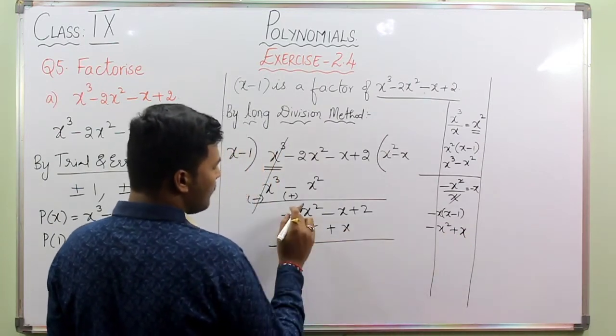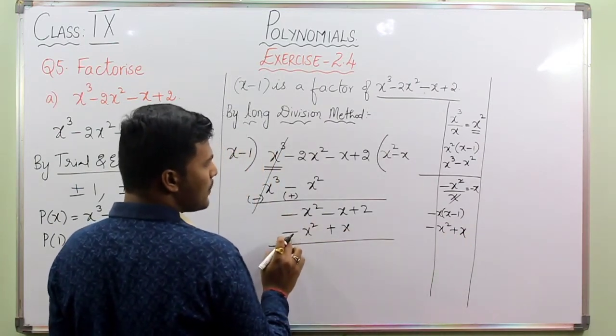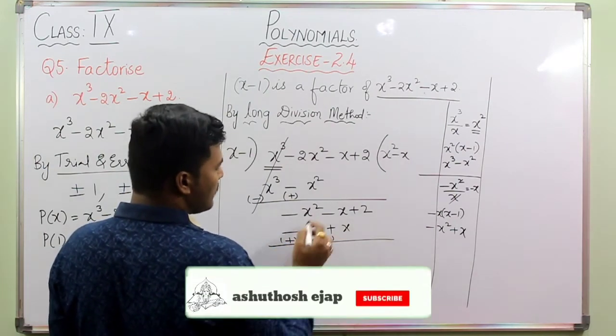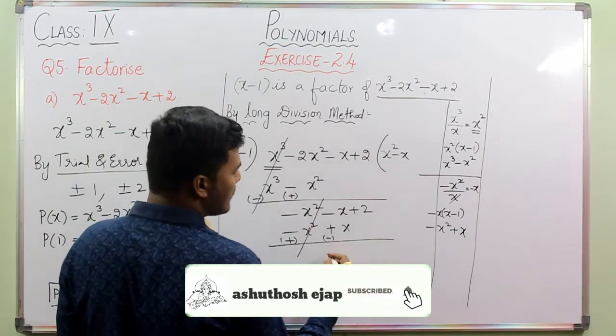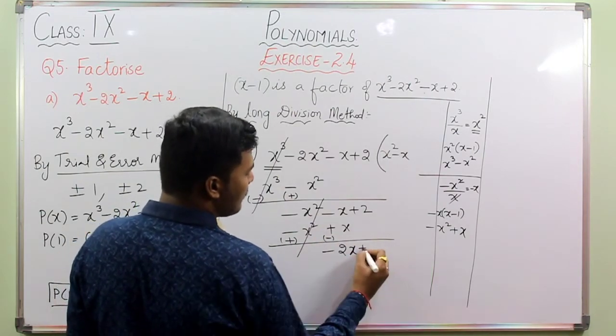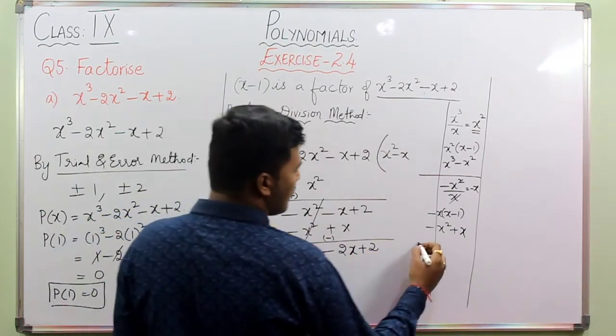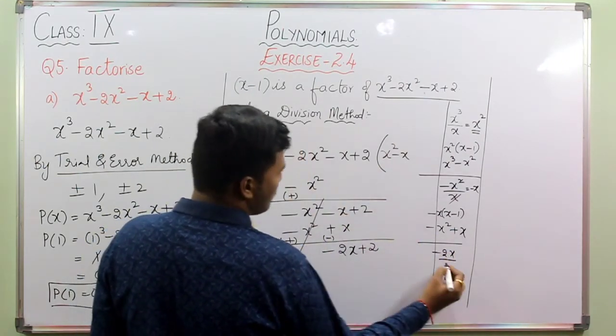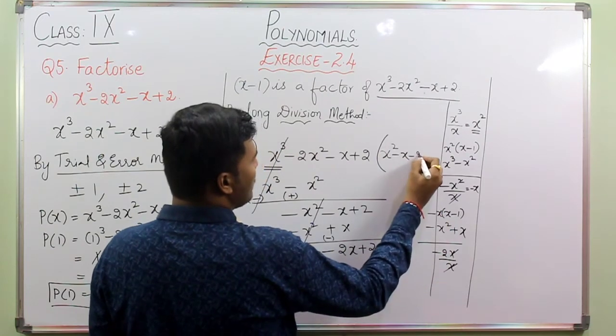Right? Now again both are minus. Cancellation cannot be possible, so change the symbols. Right? So you are having both as minus, so minus 2x plus 2. Again continue with the next step. Minus 2x divided by x, so you will be getting minus 2.